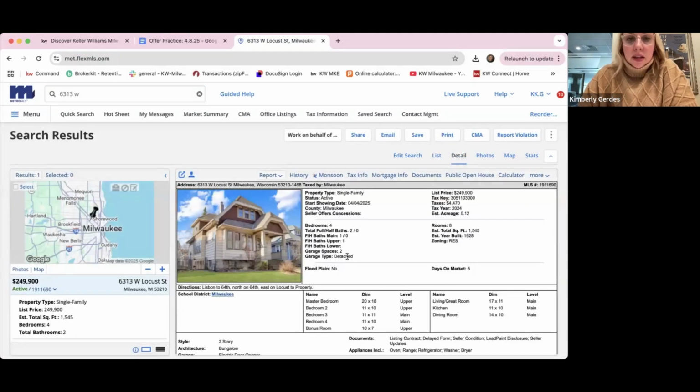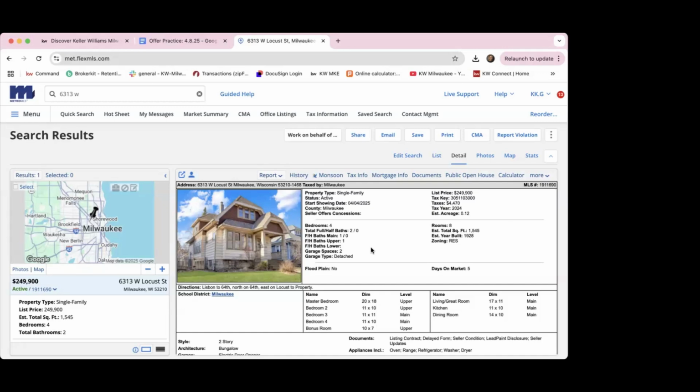Can you guys see my MLS detail screen? Okay. Please say yes or no. Yes. Okay, great, because I can't see you.